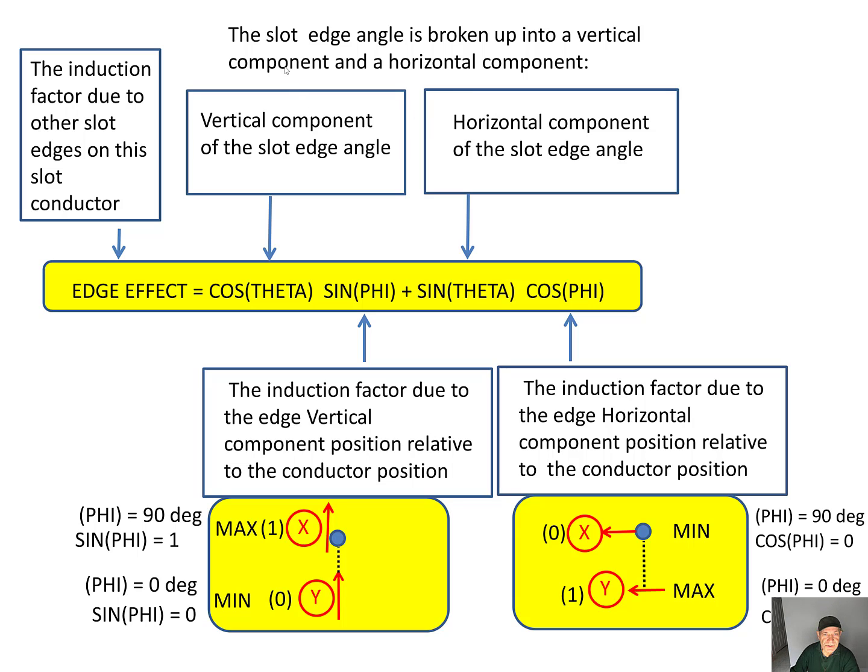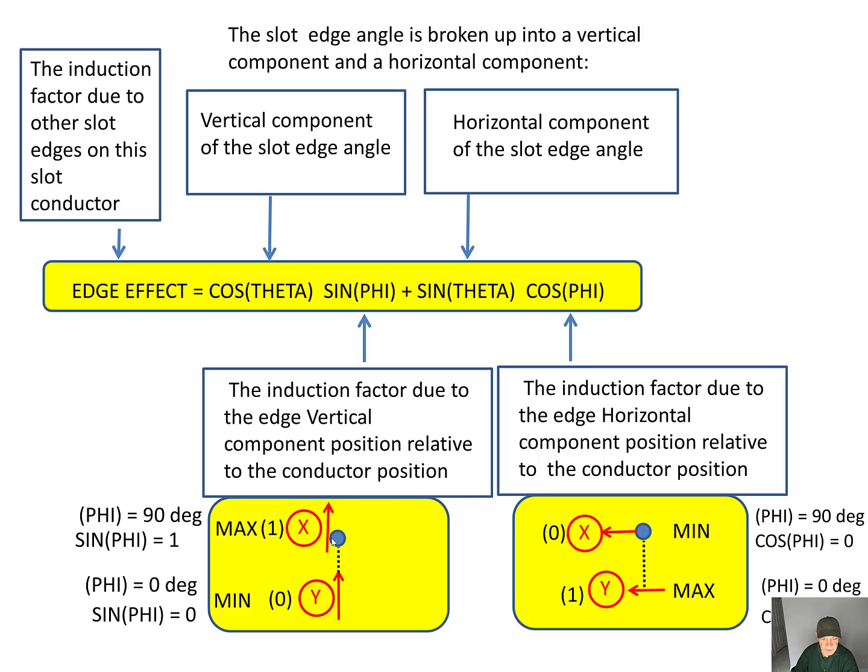So this is the formula, the edge effect from other slots. The slot edge angle is broken up into a vertical component and a horizontal component. The vertical component of the slot edge, so this term here, cos theta, is the vertical component of the slot edge. Sine theta here is the horizontal component of the slot edge. The sine phi here is the induction factor due to the edge vertical component position relative to the conductor position.